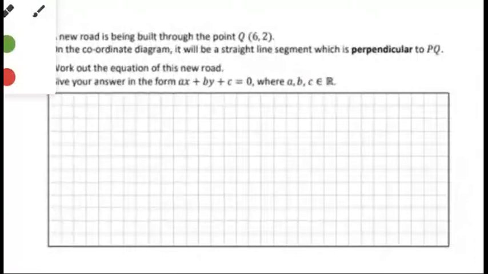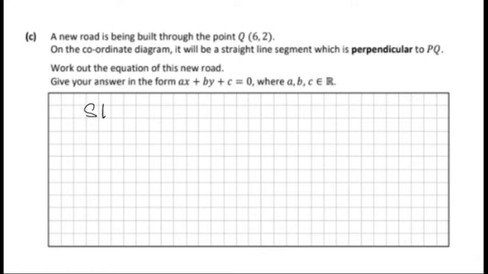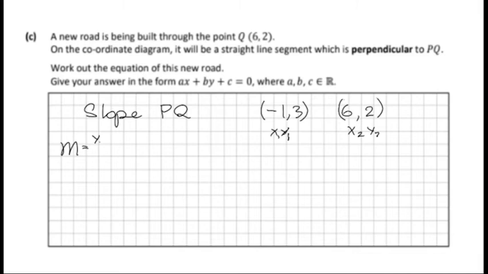All right, so first of all, now we need to get the slope of PQ. So let's write our points P and Q: minus 1, plus 3, that's our x1, y1. And then we have 6, 2, and that's our x2, y2. Alright, so let's use our slope formula, m is equal to y2 minus y1 over x2 minus x1. And now let's substitute everything in carefully.